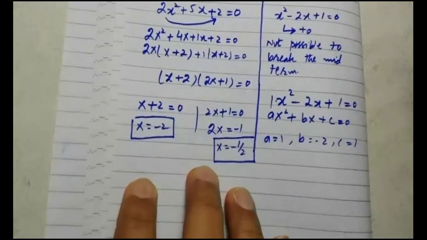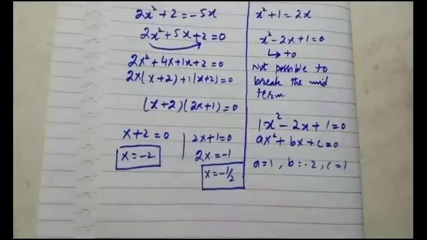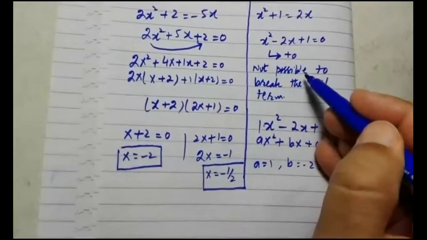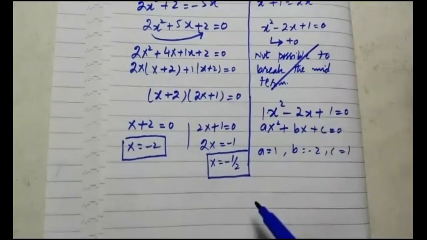Okay. Yes, I got the point. My camera is stuttering again and again. We just cancel it out. We will go by midterm breaking. It is possible, obviously. So what will you do? I will rewrite it here.